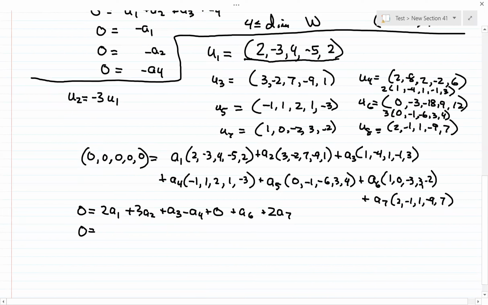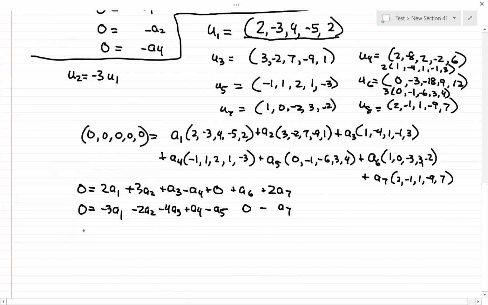There's 5. So minus 3a1. Minus 2a2. Minus 4a3. Plus a4. Minus a5. 0. And minus a7. Third equation.